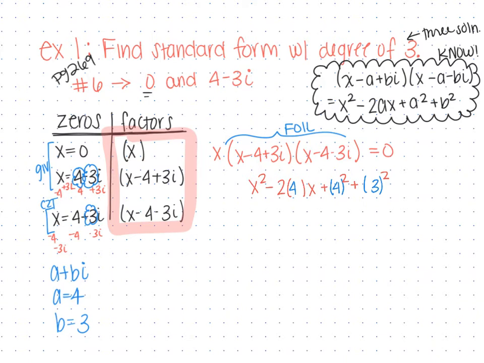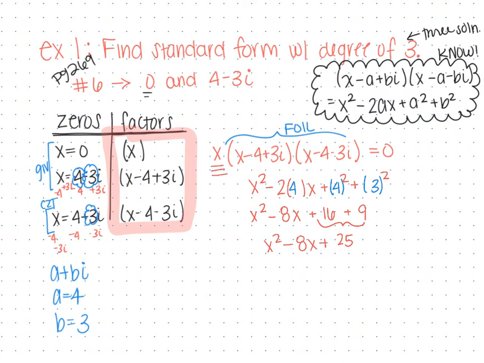Now this is just a matter of putting all of that in your calculator. So just going through and simplifying, I have x squared, negative 2 times 4 gives me negative 8x. And then the 4 squared gives me 16, 3 squared gives me 9. So I'm just multiplying through. Now these last two are like terms, so I'm going to go ahead and combine those to be positive 25.